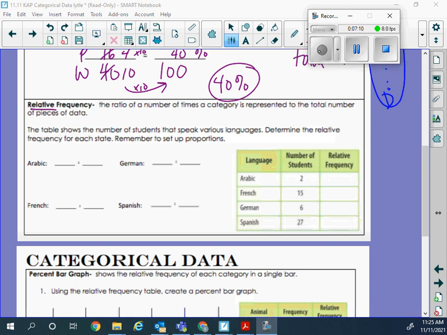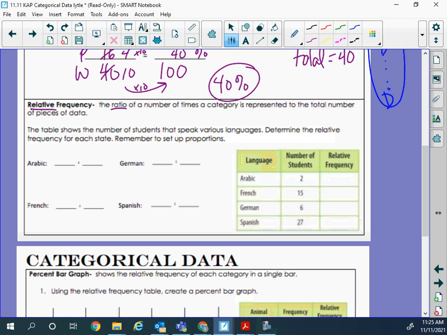So, relative frequency says it is the ratio of a number of times a category is represented to the total pieces of data. This word ratio, this is a new vocabulary word for us. A ratio is just when we compare two quantities. Like if I'm looking at this group of students right here, and I wanted to compare a ratio of girls to boys, what would I say?